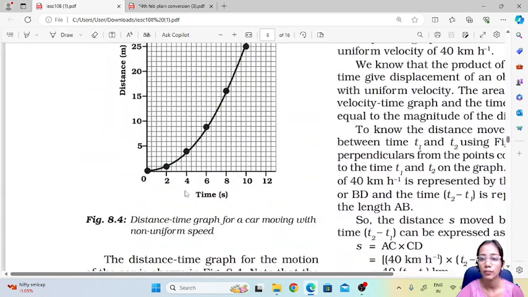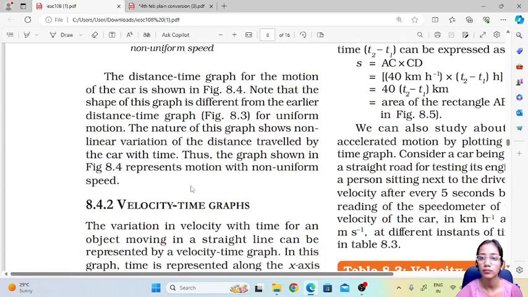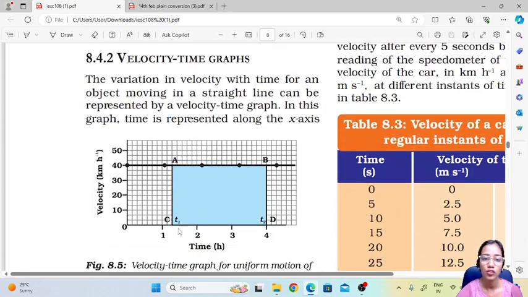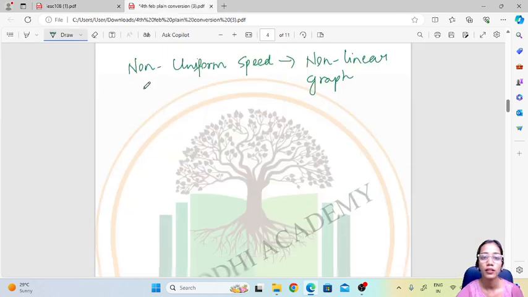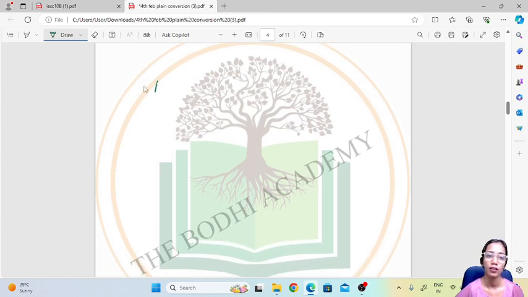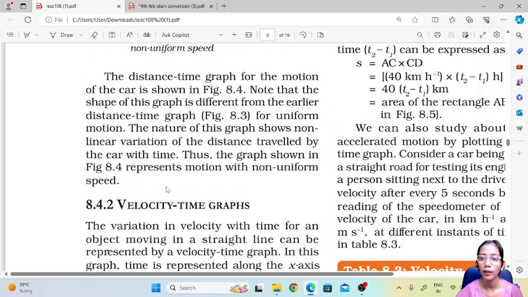This formula is nothing but you have to consider 2 points on the x-axis and 2 points on the y-axis, and cover a distance. So name that figure as A, B, C, D and find out the area of that figure. Area of A, B, C, D, this will be T2 minus T1.